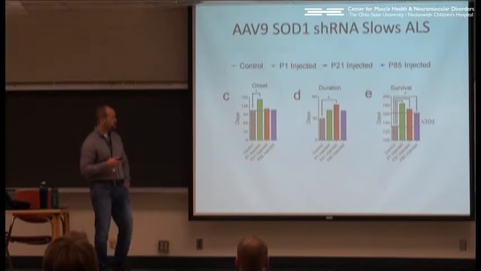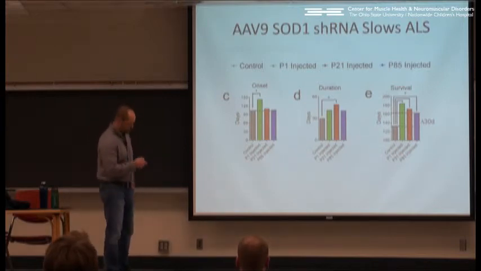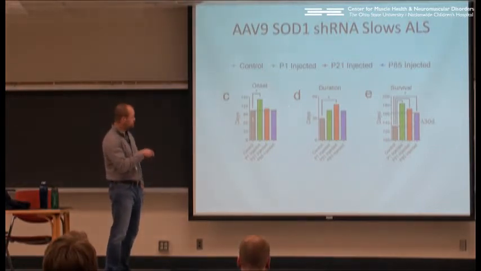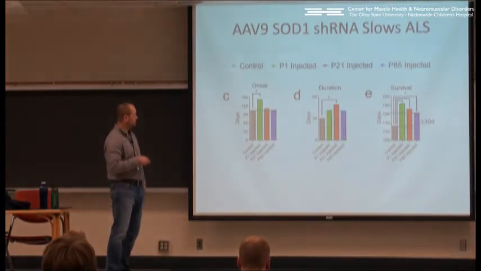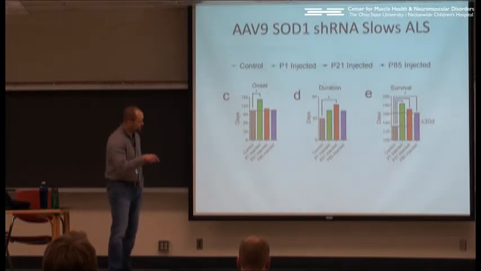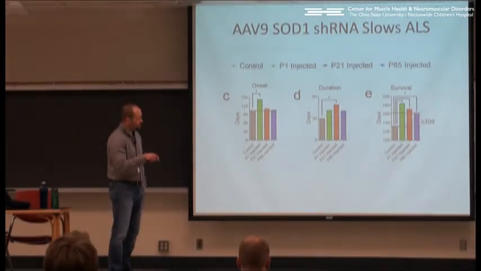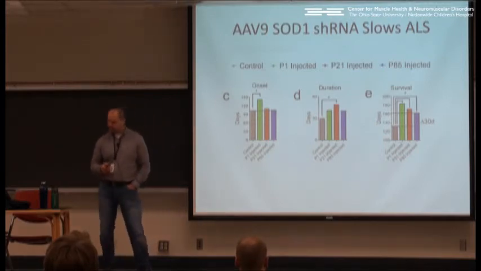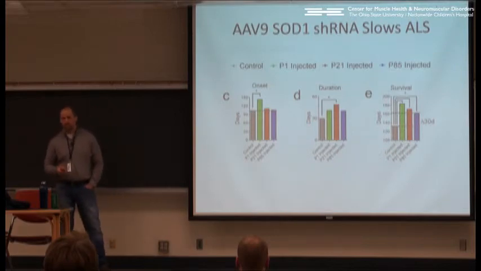That's quantified here. So this is our change in weight, our inflection point in the weight curve as we're defining it, so we're looking at that retrospectively. And then here's our total survival, and we subtract one from the other, and we can determine the disease duration. But importantly, even if you look at our P85 time point, we're seeing a 30-day change in survival, which as a percentage is about 22%.